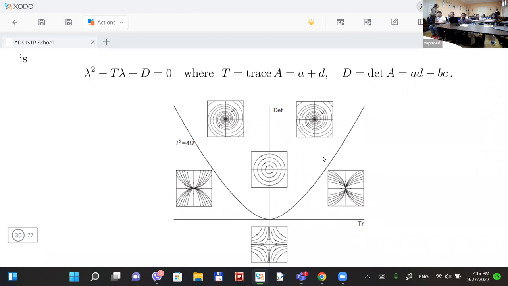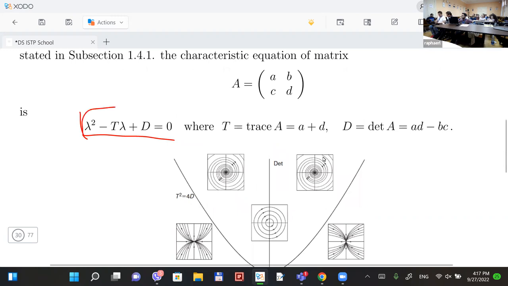So there is a really nice and easy way to make the classification. You do that with the so-called trace-determinant plane. Remember, where is my characteristic equation? Here. I told you yesterday that it will be at some point important how the equation looks. So the coefficients are T, which is the trace. It's very easy to calculate. And the other is the determinant. So you actually don't need to calculate eigenvalues or the eigenvectors if you just want to classify your fixed point.